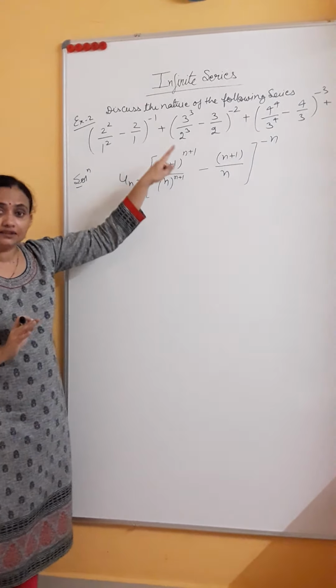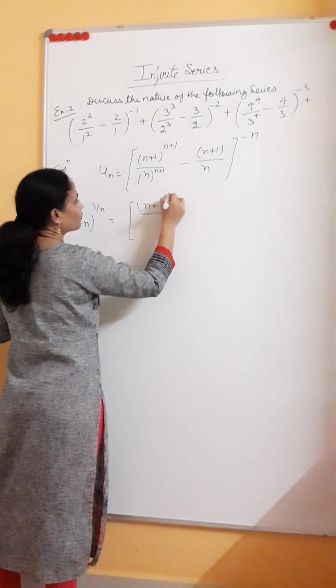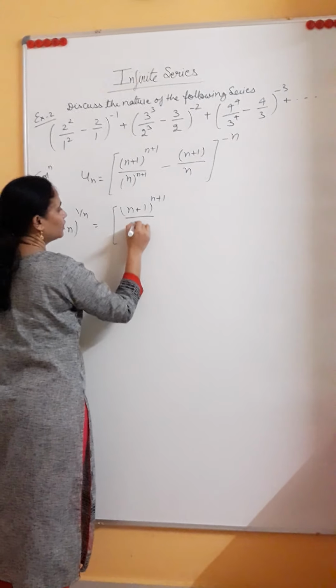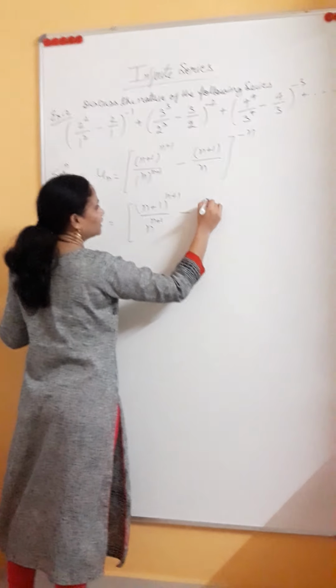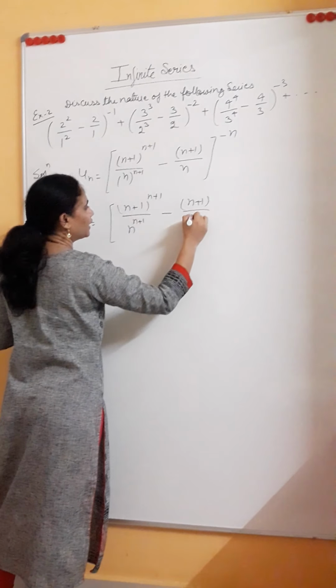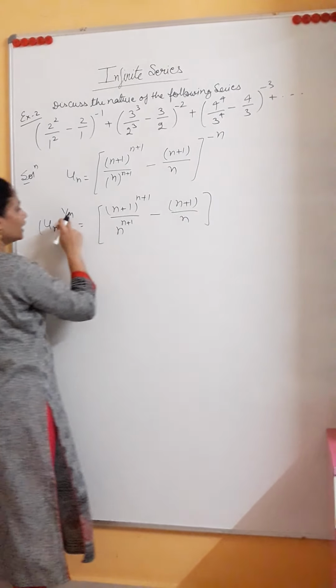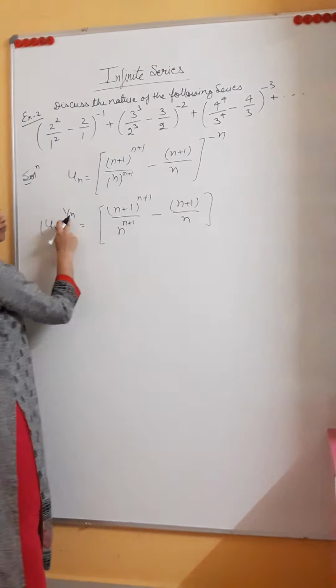Then Cauchy root test, we have to find out un power 1 by n. So when you take un power 1 by n here, what will happen? n power n plus 1 minus n plus 1 divided by n. Power, when you take 1 by n, this n will cancel, so you get only minus 1. Okay, you can take whole power 1 by n and can verify also. So you get this.